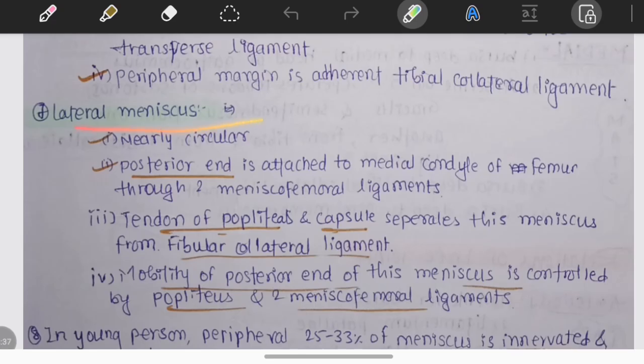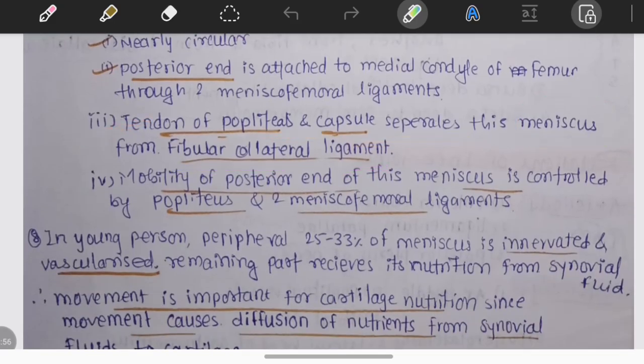Let's discuss the lateral meniscus. It is nearly circular. Its posterior end is attached to the medial condyle of the femur through two meniscofemoral ligaments, and the tendon of the popliteus and the capsule separate this meniscus from the fibular collateral ligament. Mobility of the posterior end of this meniscus is controlled by the popliteus and two meniscofemoral ligaments.